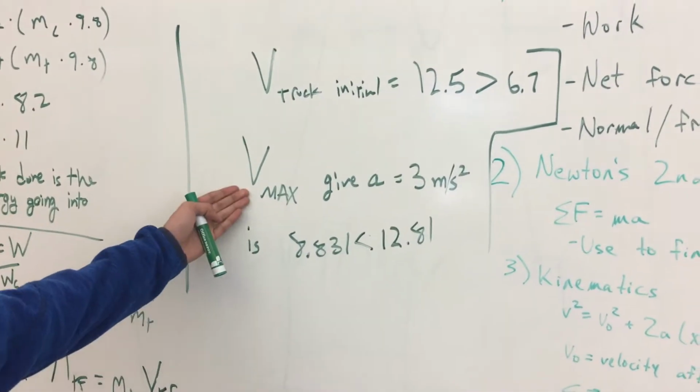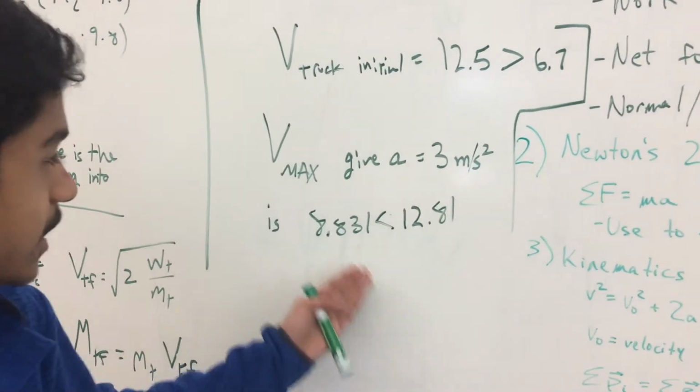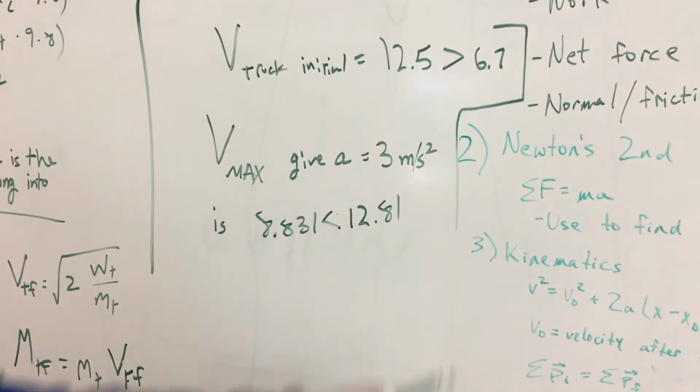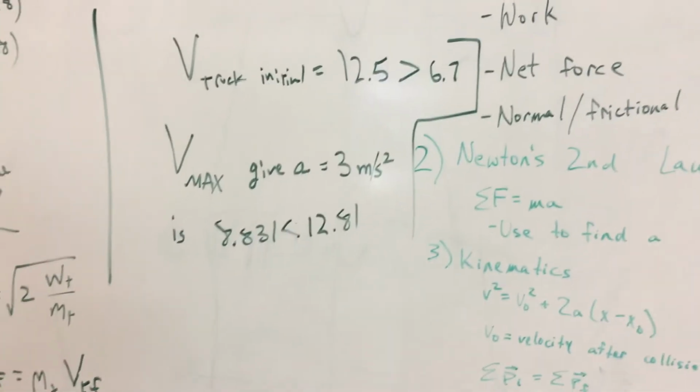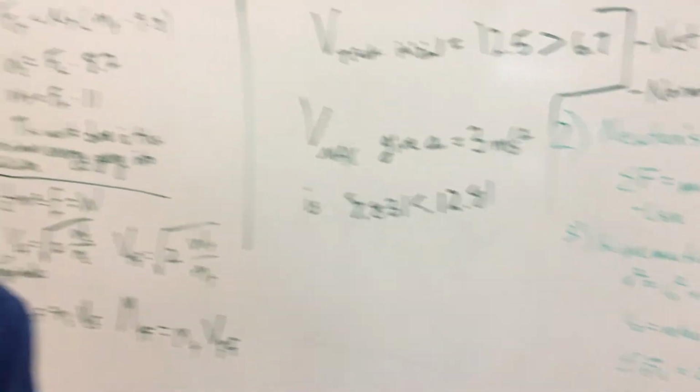The maximum velocity of the car, given 3 meters per second squared acceleration for the car, is 8.831 meters per second. But the car had to have been going 12.81 meters per second according to our calculations over here. So the car and truck were both lying.